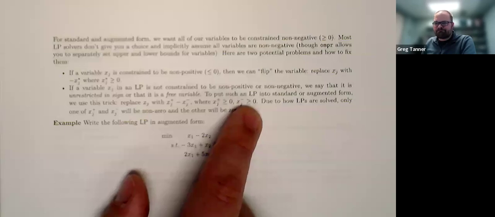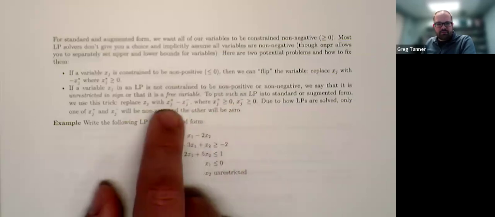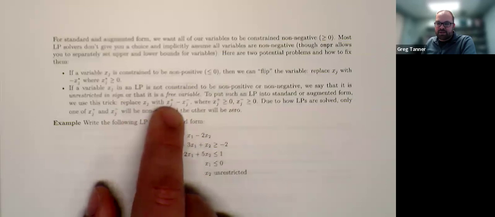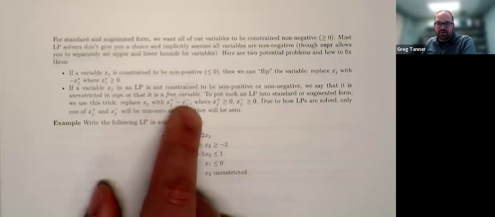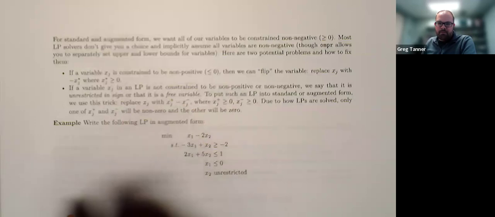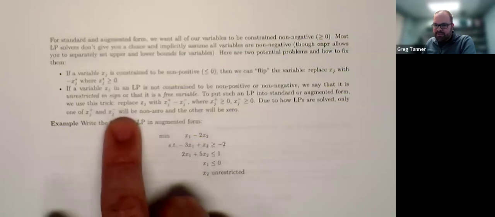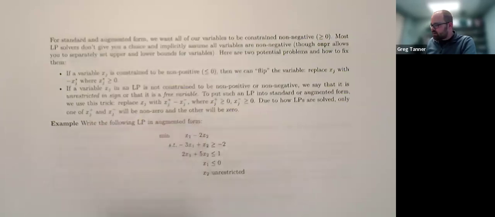You'd think that there's maybe some kind of ill-definedness to this procedure, because for example, if you wanted xj to be 5, you could have x plus be 5 and x minus be 0, or you could have x plus be 10 and x minus be 5, sort of thing. But due to how LPs are solved, only one of those two variables will be non-zero, and the other one will always be 0. And so it's kind of a weird thing to do, but it turns out to work in the case of linear programs, even though we sort of have an x plus and an x minus.